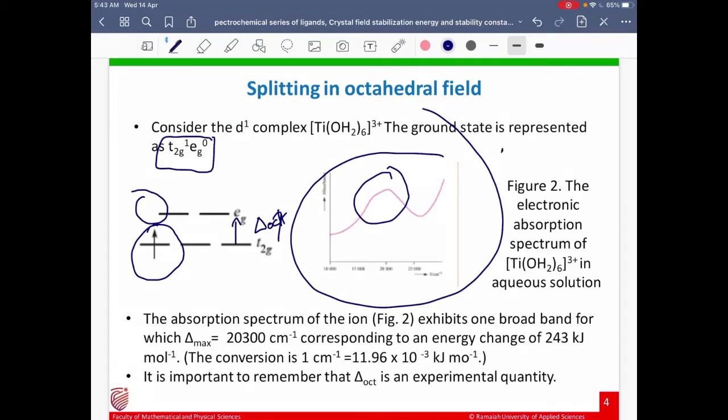Initially, in the ground state, the electron was in t2g. After absorption of radiation in this range, the complex gets sufficient energy for the transfer of the electron from t2g to eg. So the new electronic arrangement will be t2g0 eg1. It is very, very important to remember that delta octahedral is an experimental quantity.